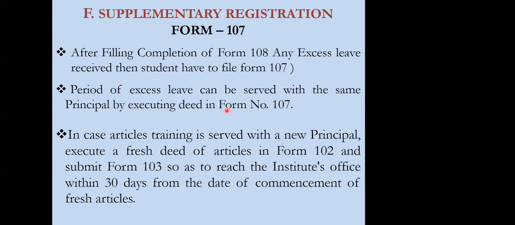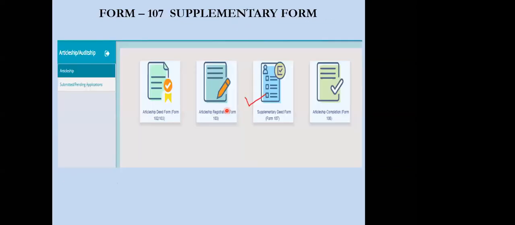Then there is also an available option that they file form 102 or 103 for the purpose of their extension of articleship after filing the completion form of articleship. So now, for example, you have received an excess leave. Now your form is available as 107. Friends, this form is available only if you have received an excess leave after filing your articleship completion form 108.